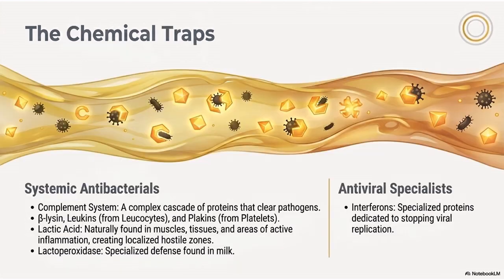Chemically, once you enter inside, there are a lot of complex chemicals. It can be beta lysins, the leucins from the leukocytes, something from platelets called plakins, lactic acids, lactoperoxidase, and some of the interferons which are produced by the body, which are very good at killing bacteria, as well as interferons are very much active against viral replication.